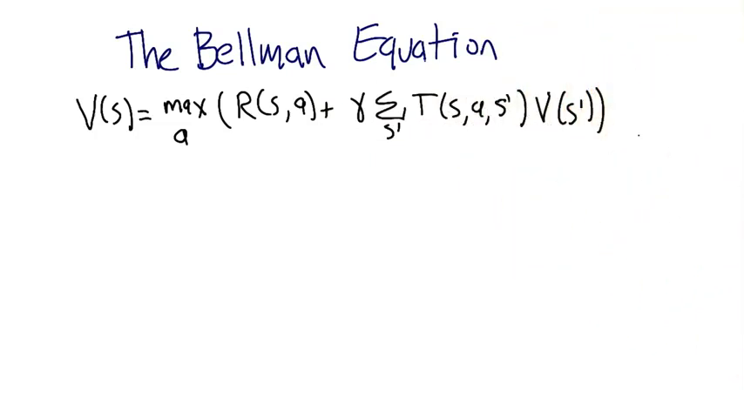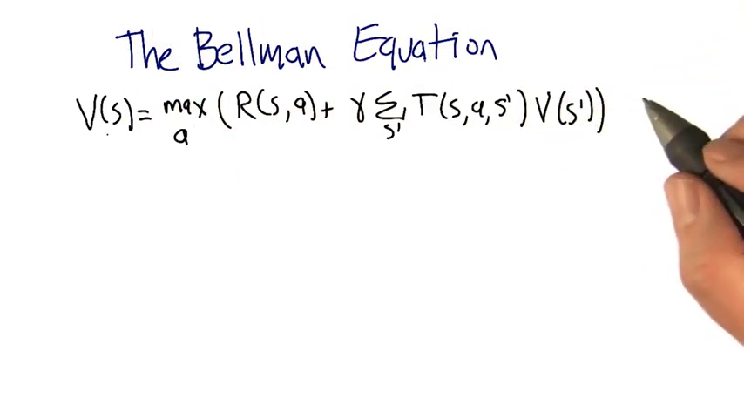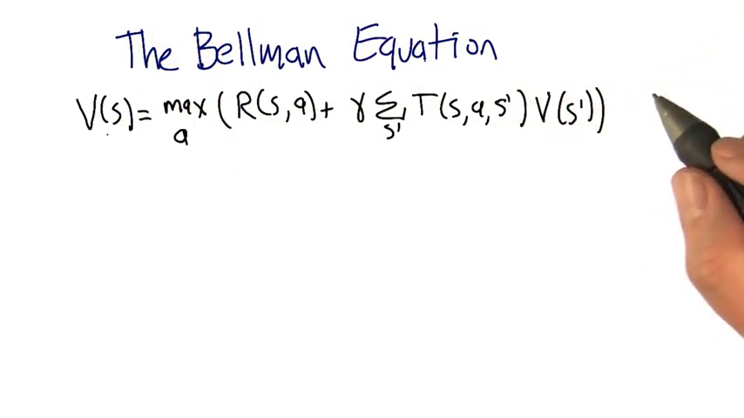No, it doesn't look familiar at all. I mean, there's a V, there's a max on the outside. There are more parentheses. It's a reward of SA instead of what? You're making this up. Well, okay.